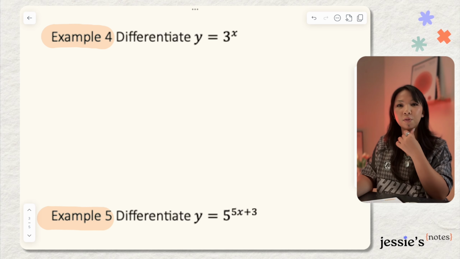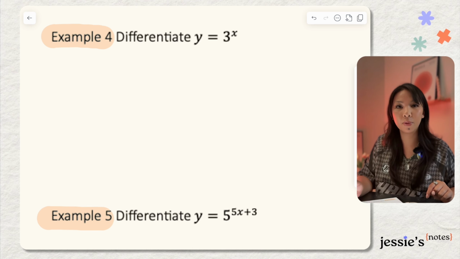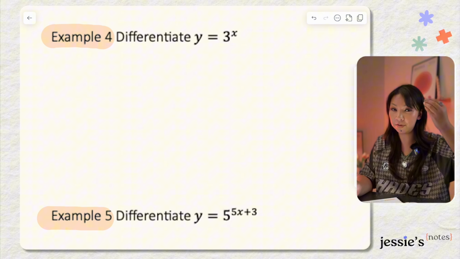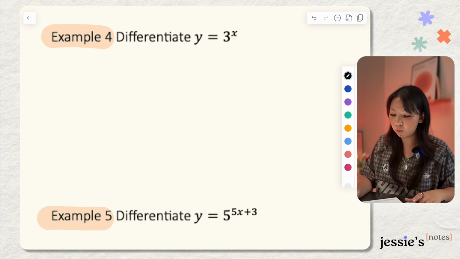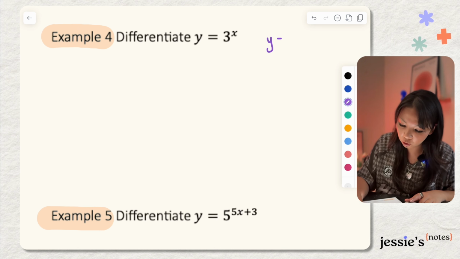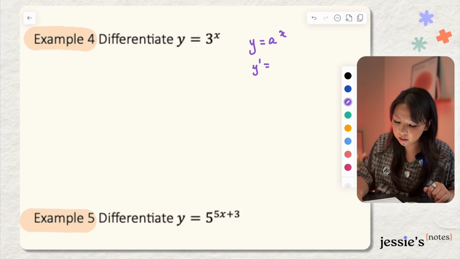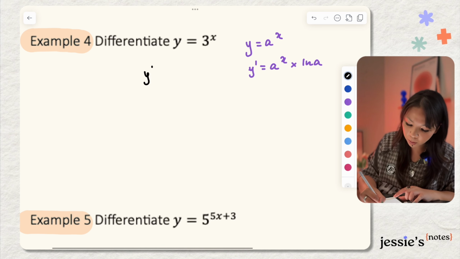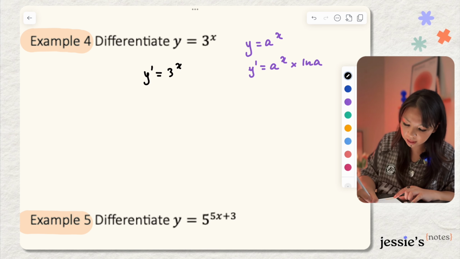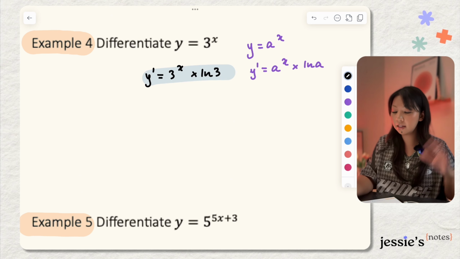Next, example 4. What do you notice that is different? Yes, the base is not e, it is now 3. So try to remember, or you can flick back through your notes, how do you deal with these ones? Well, the rule is that if you're in the form of a to the x, where a is not e, then its derivative is going to be copy and paste times ln of the base. So in that case, I'm going to copy and paste, and then I'm going to take ln of 3. That's it, guys.